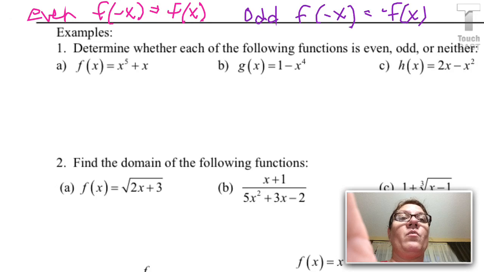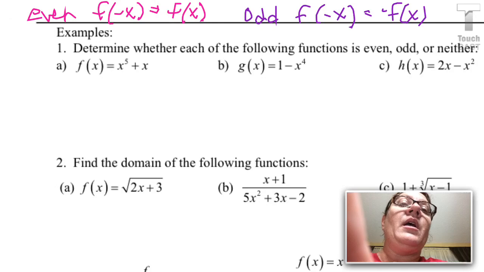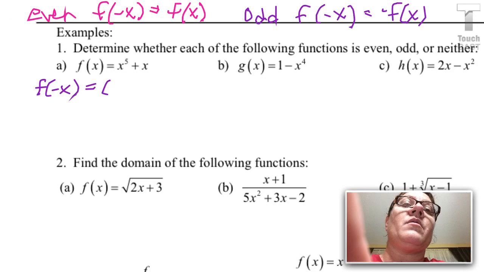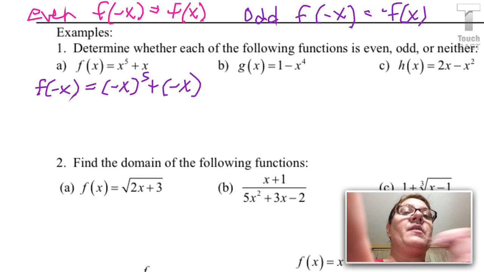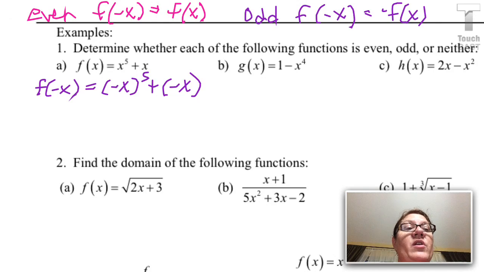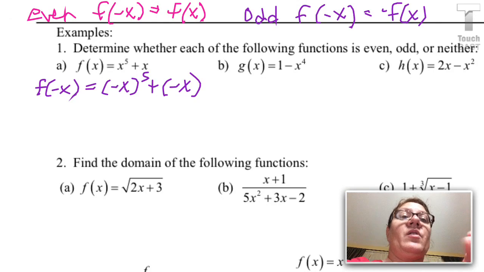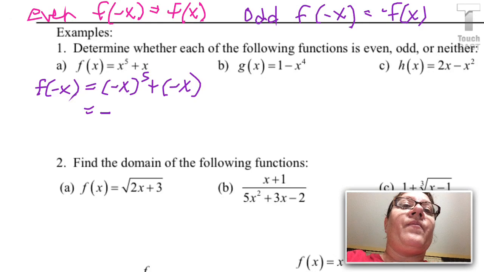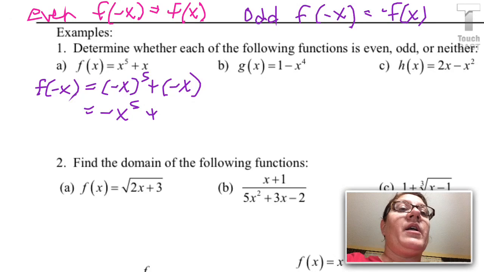Okay, alright, so we're going to substitute in negative x and see what happens. So on this first one, I'm going to substitute in negative x for all the x's. And then I simplify. And I go, let's see. Well, if I raise to the 5th power and I have a negative, it's still going to be negative. And of course this is just negative. Actually, let's write it as minus. And then I have the option, of course, of pulling out the negative.